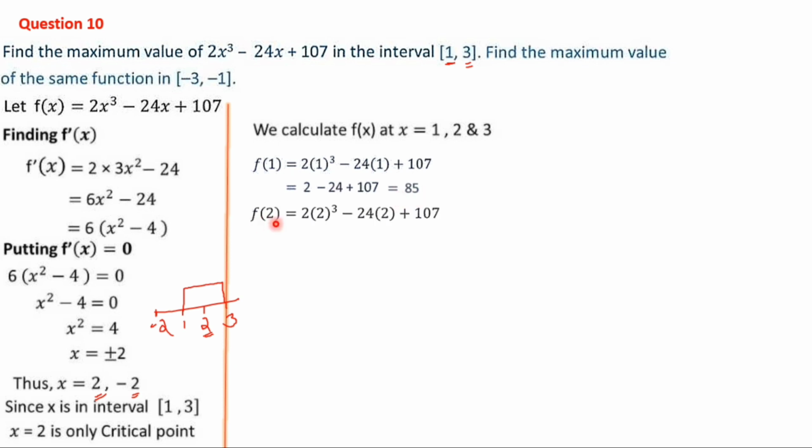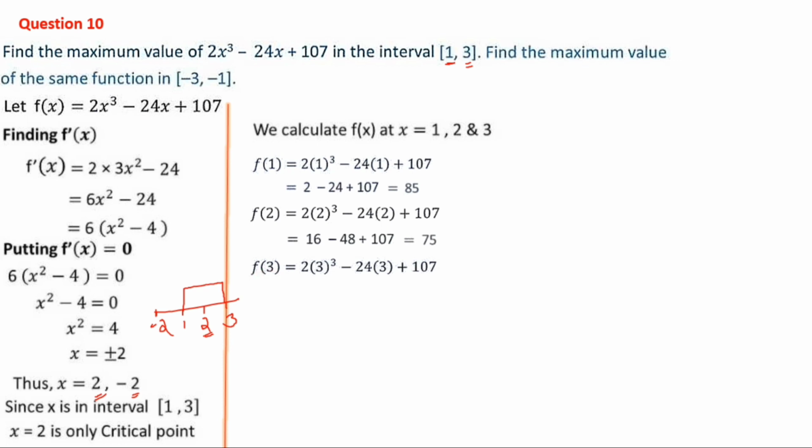Then f of 2 means just replace x with 2 in f of x: 2 times 2 cubed minus 24 times 2 plus 107. 2 times 2 cubed is 8, 8 times 2 is 16, then 24 times 2 is 48, plus 107. We will be getting the answer as 75.